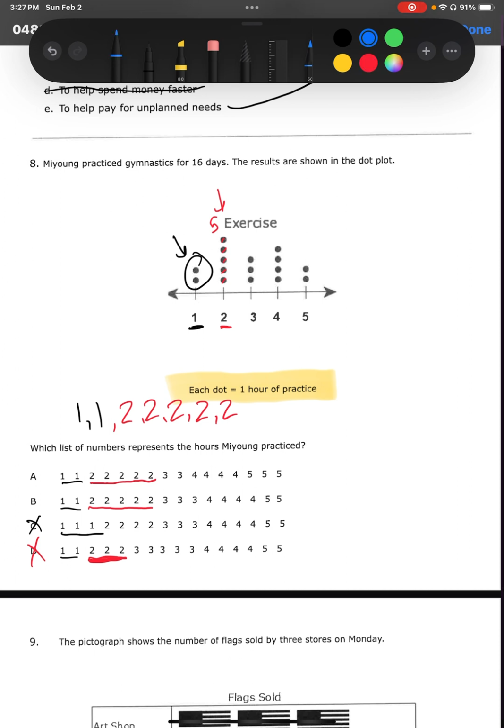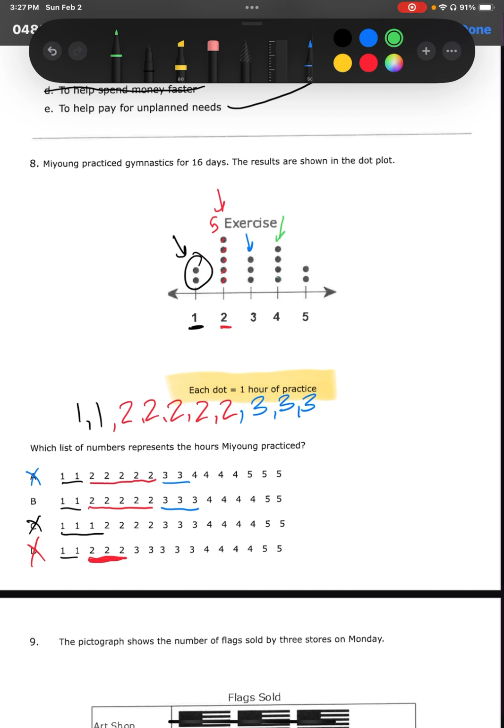Category 3. There are 3 dots, so I need to find the list that contains 3 3s. If I look at this A, I only have 2 3s. B has 3 3s. C and D are already out from their 1s and 2s, so those are gone. Okay, now I'm not going to stop there. I am going to finish this out for the entire thing to make sure that B is the correct answer. I've marked everything else out, but I want to be sure I haven't made a mistake.